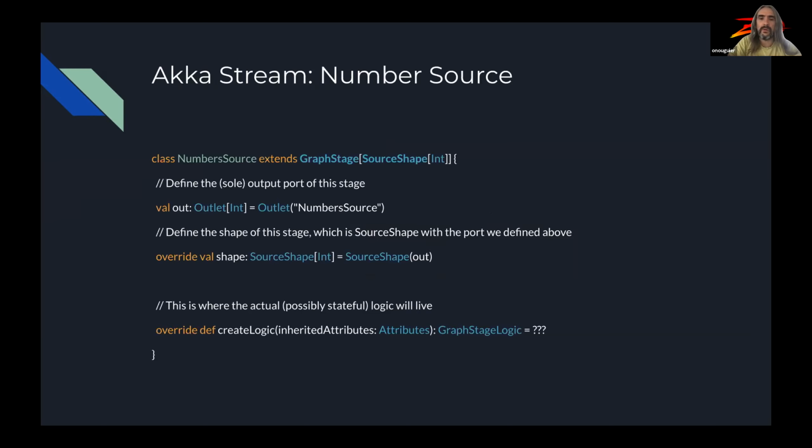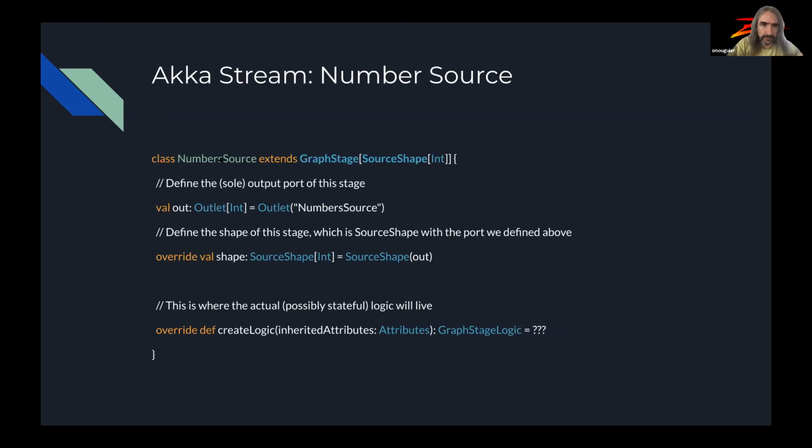As a very simple example, I will show you how to implement a number source, which is obviously a source that provides integers from 1 to overflow. First of all, it's real code. It's not a simplification. So this is the whole code you have to provide to make a source.